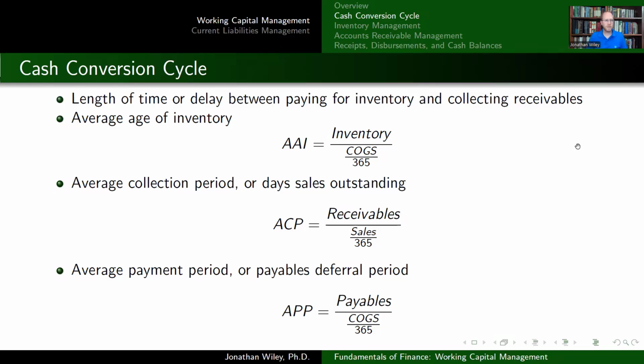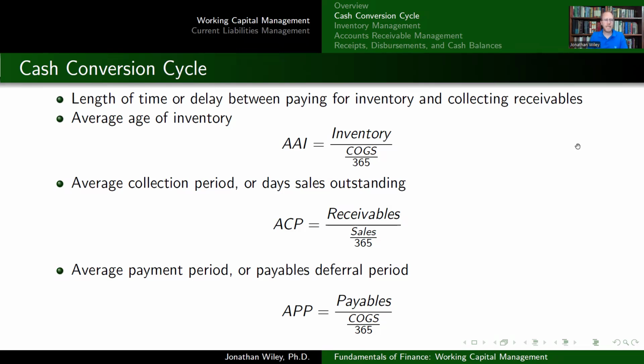All right, so in this video, I'm going to talk a little bit about the cash conversion cycle. The cash conversion cycle is basically measuring the length of time, or the delay, between when a company pays for inventory and when they actually collect the receivable that was generated when they sold the inventory. So we actually have a couple pieces here.